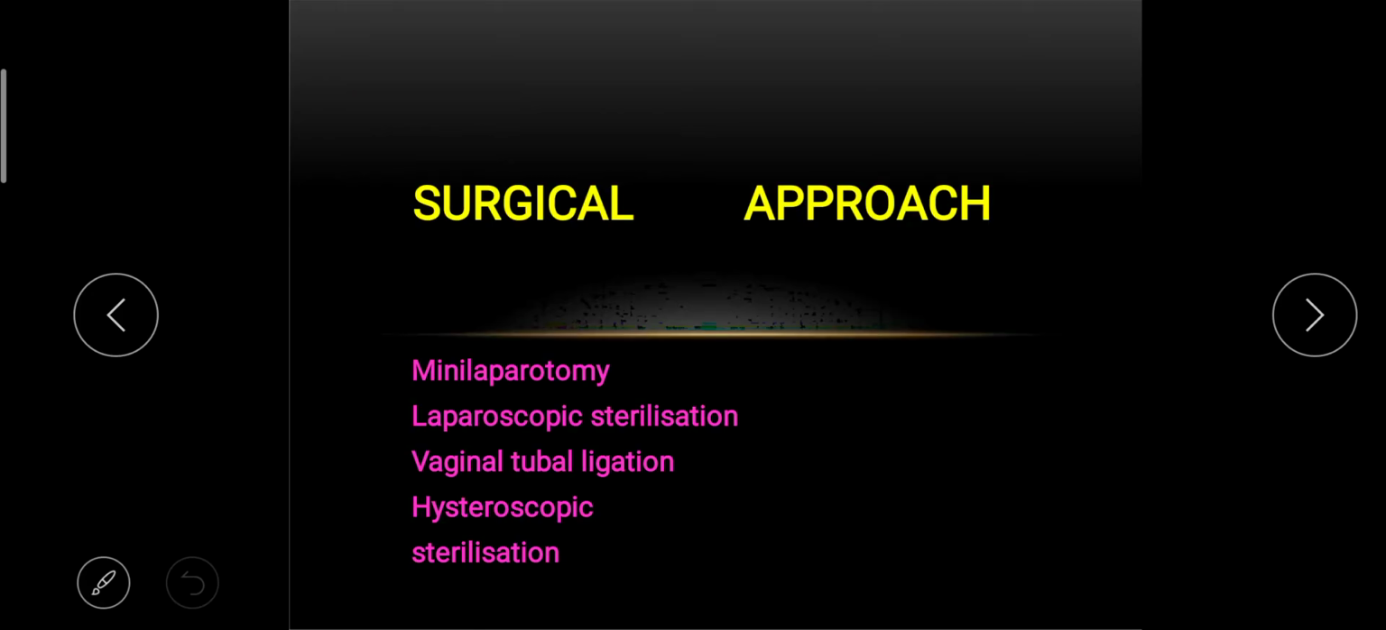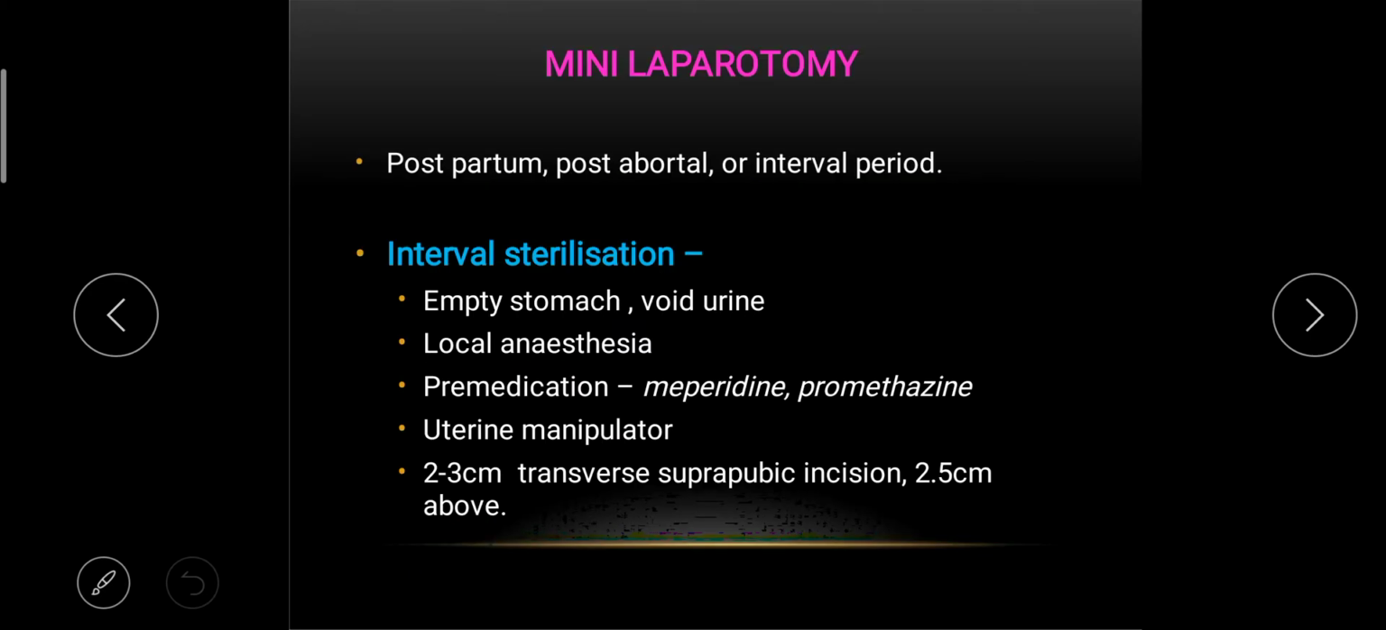Now the types of tubectomy: mini laparotomy, laparoscopic sterilization, vaginal tubal ligation, and hysteroscopic sterilization. These are the methods we have for doing the tubectomy. Now I'll tell you one by one. What is mini laparotomy? Mini laparotomy can be conducted in the postpartum or postnatal period, post-abortion, and interval period.